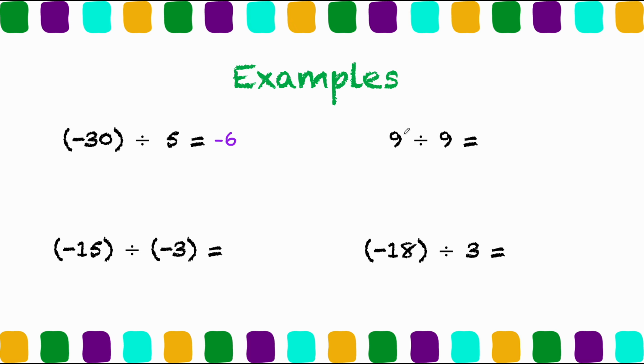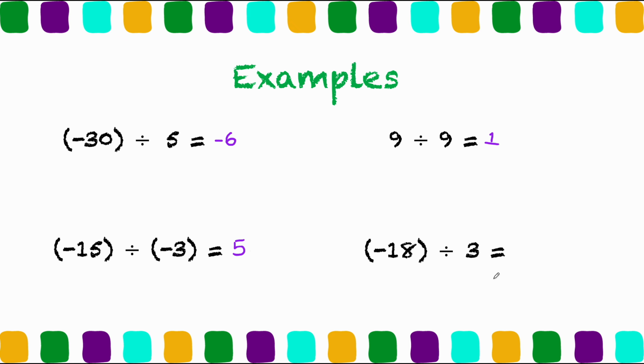Another one, we have positive 9 being divided by positive 9. Now, they are both the same signs, so our answer would be positive, but 9 into 9 would give us 1, so our answer is positive 1. We have two same signs here. We have -15 divided by -3. Now, because they're both the same signs, our answer will end up being positive. In this case, it will be a positive 5.